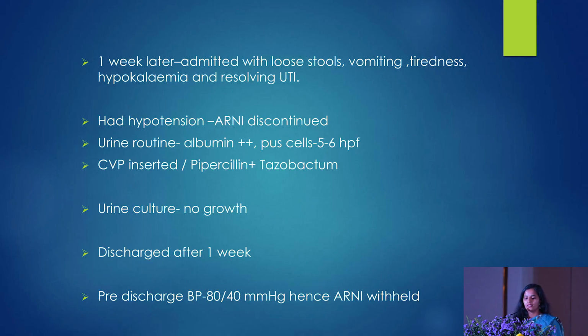Therefore, we had to discontinue the RNA. The urine protein was positive for albumin, 5 to 6%. CVP was inserted, and piperacillin and tazobactam were given. Now the urine culture had no growth. She was discharged after a week.